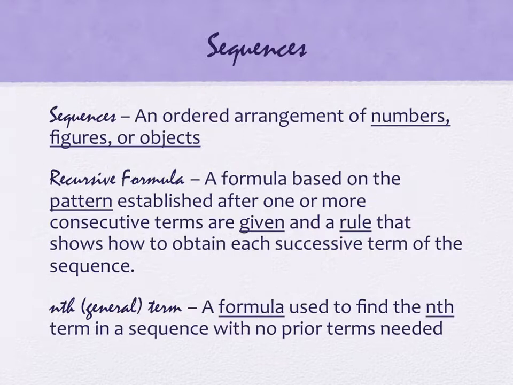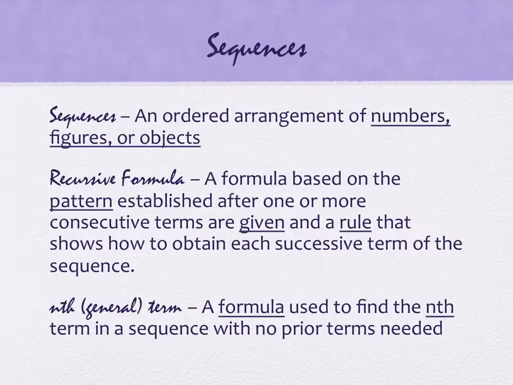A recursive formula is a formula based on the pattern established after one or more consecutive terms are given, with a rule that shows how to get the next term. Okay, so if you have 5, 10, 15, 20, then the pattern is recognizing that you're adding 5 every time. That's really what you're doing, right? And so this idea of a rule that shows how to obtain each successive term would be plus 5. That's my rule.